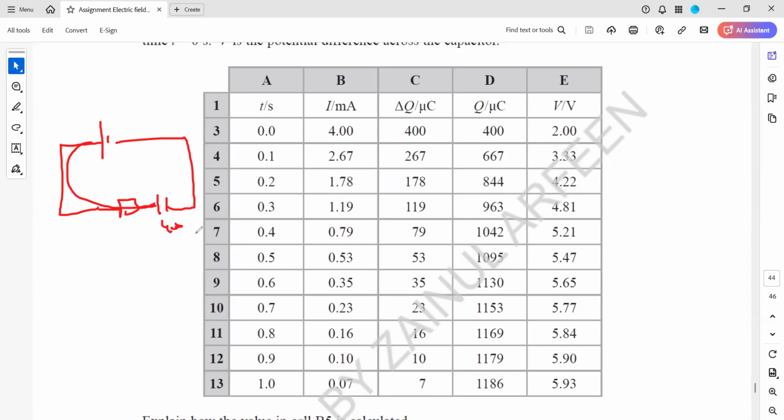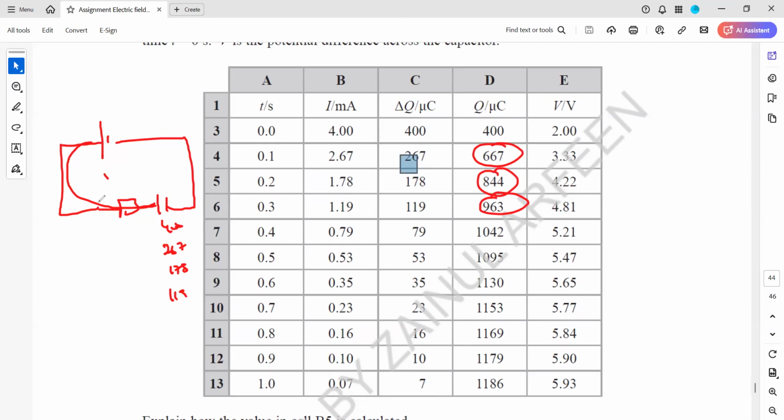And how much time did it take? Because it's a flow, in the beginning it is 400. Then after 0.1 second, how much charge enters? 267 enters, so the total will become 667. Then after another 0.2 second, 178 enters, and the total will become 844. Then after another 0.1 second interval, 119 coulomb of charge enters, so the total charge will be 963. So we got different charge.